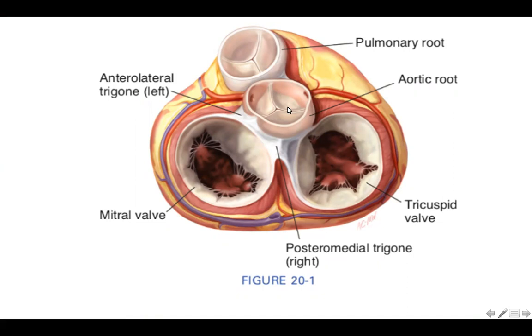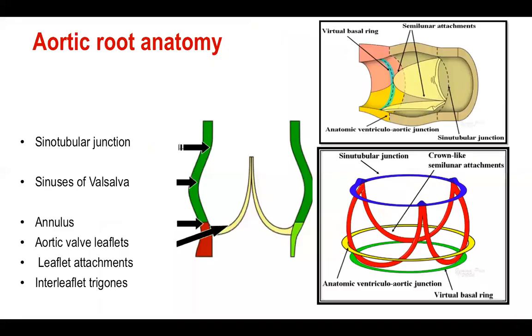The aortic valve is related to the pulmonary root anteriorly and the aortoventricular valves posteriorly, to the mitral valve on the left and the tricuspid valve on the right, and it is connected with the mitral valve by the aortomitral curtain. Here you see the right trigone and the left trigone towards the anterolateral commissure of the mitral valve. The aortic root anatomy is composed of the sinotubular junction, the sinuses of Valsalva, the annulus, the aortic valve leaflets, the leaflet attachments, and the leaflet intertrigones.